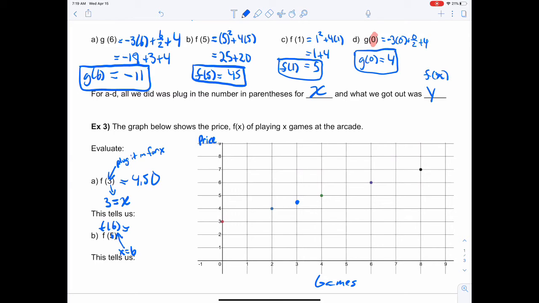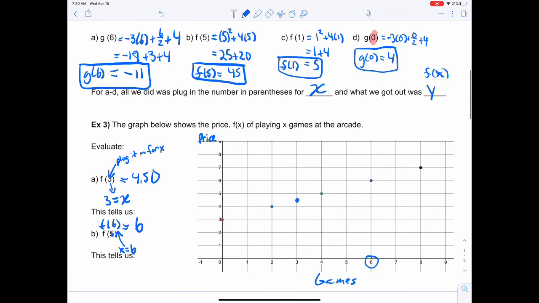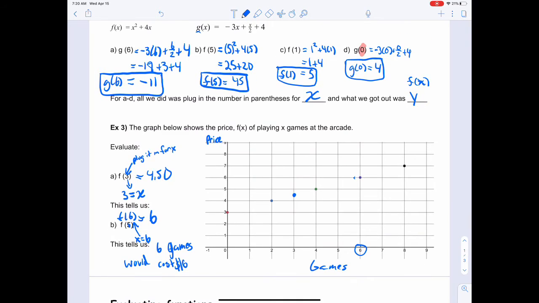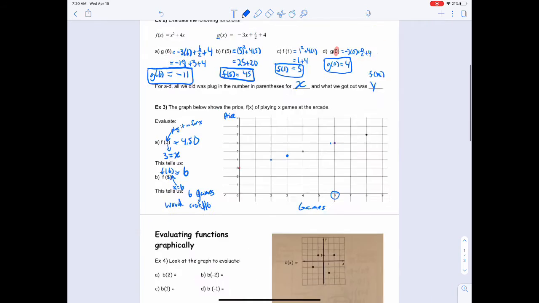So then if you go up to 6 right here, and you follow this little red laser, you're going to get to your point. And your point says that 6 will be 6 right there. And this tells us that 6 games would cost $6. We can get information from this stuff. All right, I hope this information will make a little more sense.